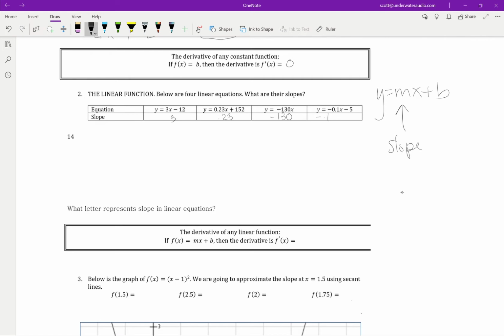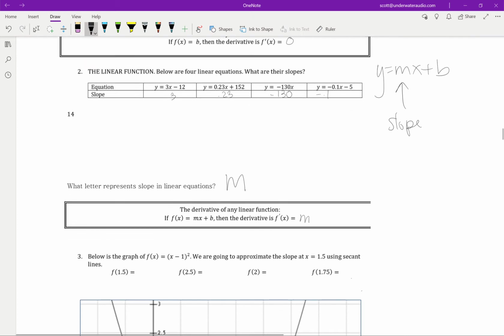What letter represents slope in linear equations? We just talked about that. It's m. So the derivative of a linear function, if it's in the form f of x equals mx plus b, is just that m, because the derivative is telling you about the slope. So we've done a straight horizontal line, we've done lines with different slopes. So let's try something a little tougher.